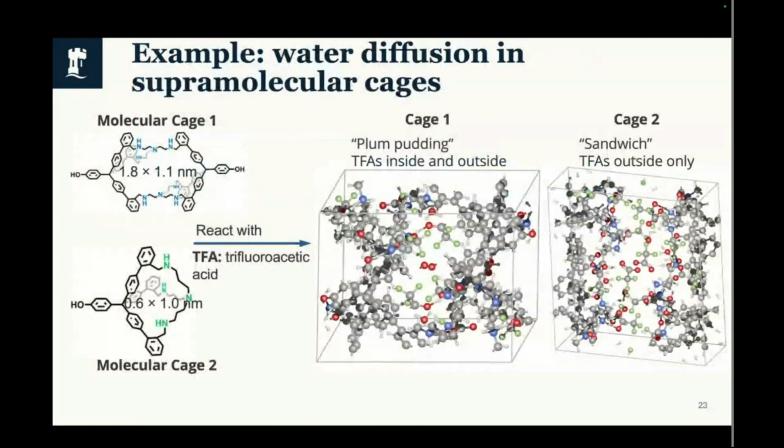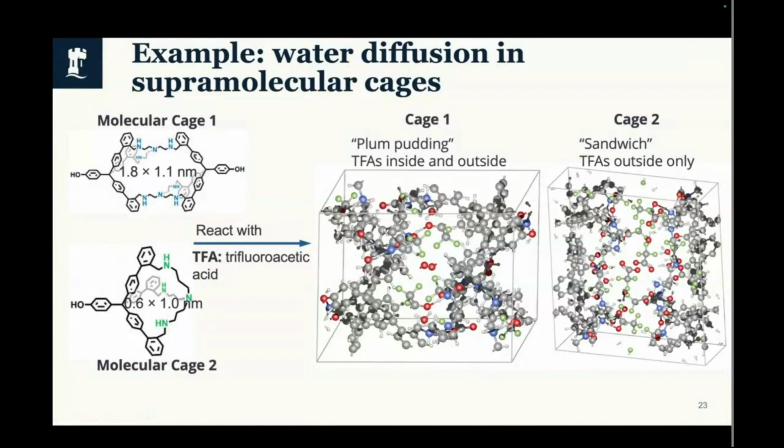And okay, here I will give you an example of previous simulations. Basically, the system is two supramolecular cages that are synthesized by reacting two smaller molecular cages with trifluoroacetic acid. So the system is very big. A single unit cell has about 600 atoms inside it.